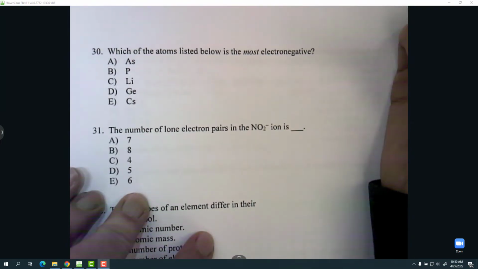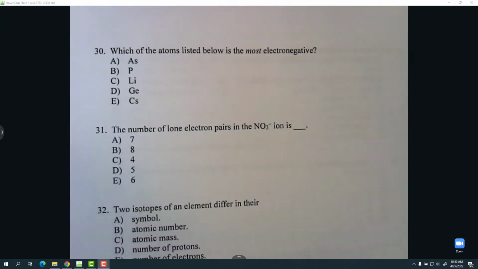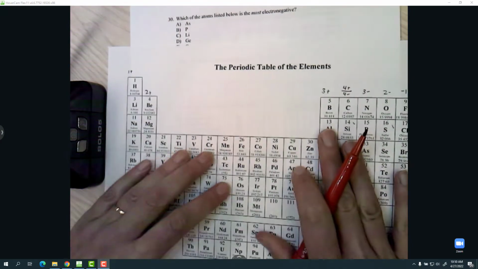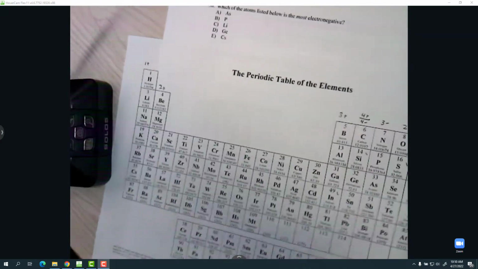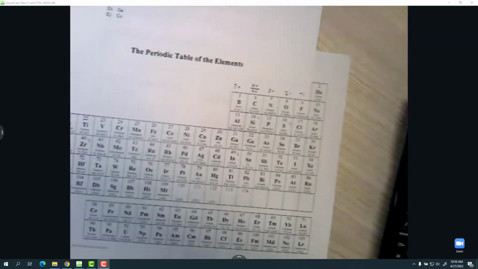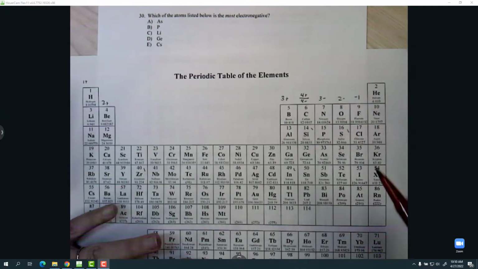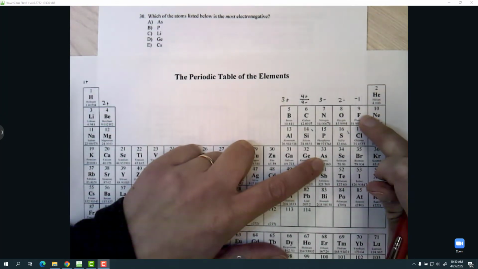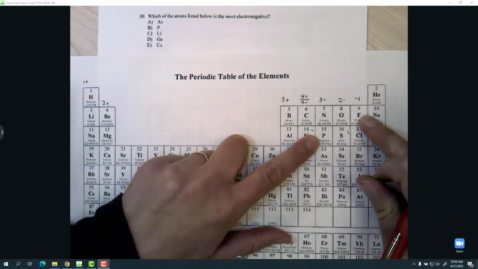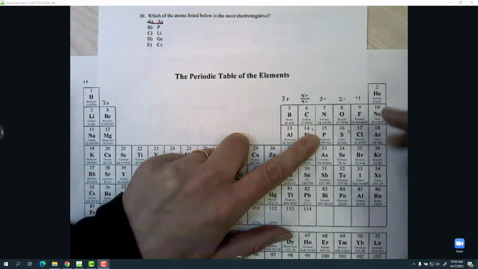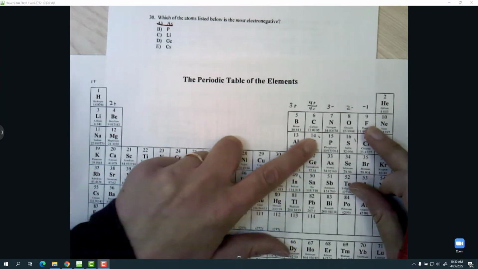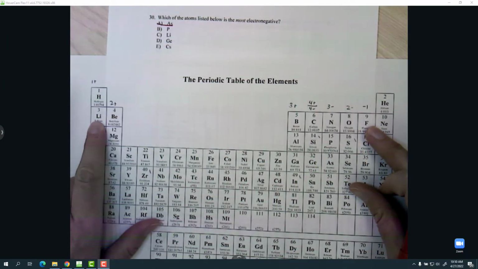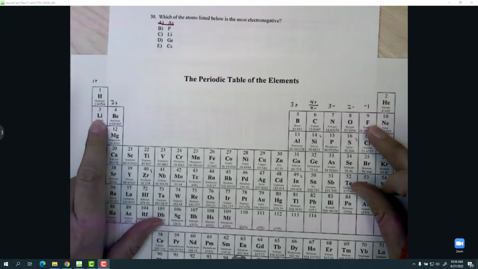All right, which of the following is the most electronegative? Remember, the most electronegative element on the periodic table is fluorine, so I'm looking for it to be close to fluorine. So arsenic is down here. Phosphorus is above it, so that would be higher electronegativity, so I can cross out arsenic. Lithium is way over here. It's a row up, but it is way over. So I would say phosphorus looks more electronegative.